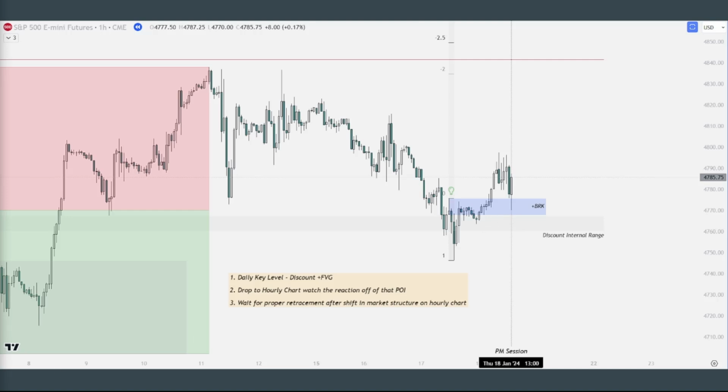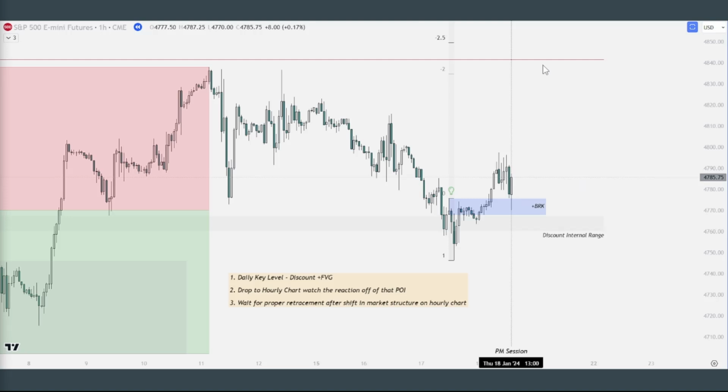Now there's two things that you can technically do here. One, you can enter a position long off of the hourly chart based off of the hourly POI, which is our bullish breaker, and then take profit at 2 to 2.5 standard deviations or the external range highs. And if you did enter off this hourly breaker with a stop loss at the swing low, that would technically be a 1 to 2 or a 1 to 2.25 risk to reward, which is still a good trade.